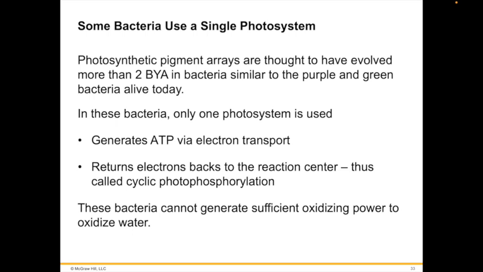Photosynthetic pigment arrays are thought to have evolved more than 2 billion years ago in bacteria, similar to the purple and green bacteria alive today. In these bacteria, a single photosystem is used that generates ATP via electron transport. This process returns the electrons back to the reaction center, and for this reason it is called a cyclic photophosphorylation. These systems do not produce oxygen, and so are also anoxygenic.